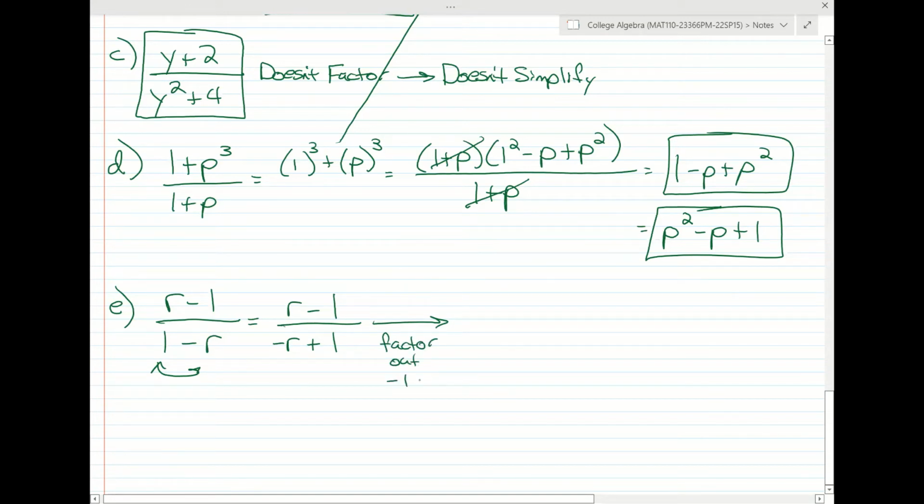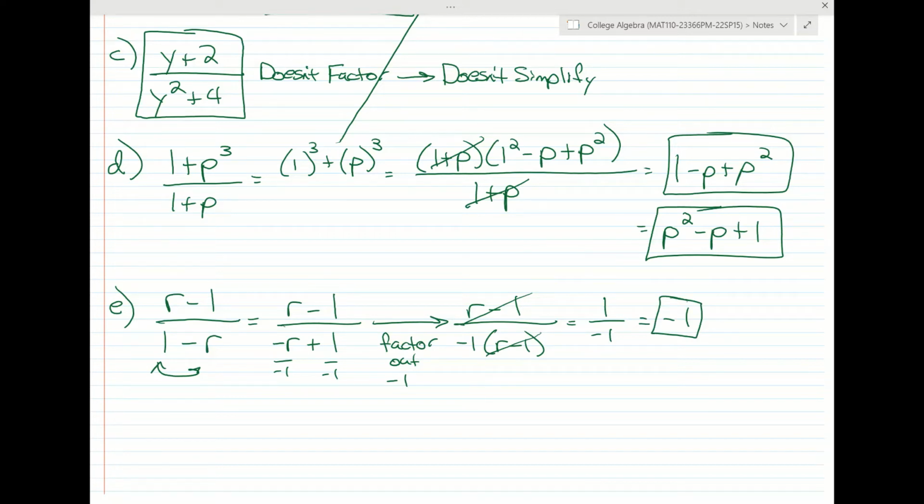The leading coefficient is negative. Watch what happens. R minus 1 on top, if we divide each of these by negative 1, you wind up with just r minus 1. It's the same exact thing as the numerator. So if you cancel out the numerator and that factor in the denominator, you wind up with 1 over negative 1, or just negative 1.